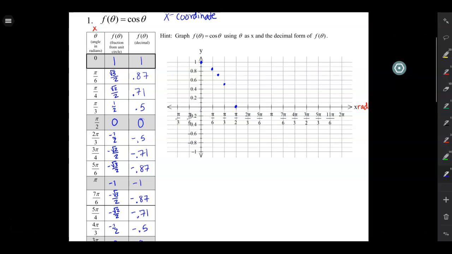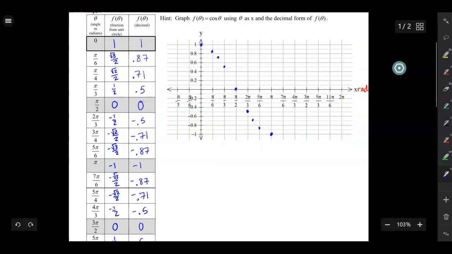Then at 2π/3, I'm down at -0.5. At 3π/4, which is right between 2π/3 and 5π/6, I'm at -0.71. At 5π/6, I'm at -0.87. And then at π, I'm down at -1. Okay.